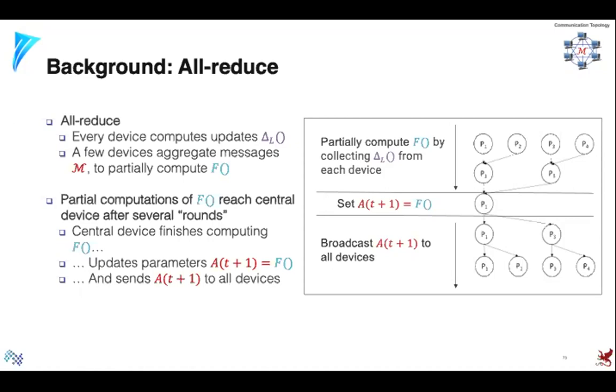So in this example to the right, at round one, which is at the top, device P1 will aggregate delta from P1 and P2, and device P3 aggregates P3 and P4. Then on round two, device P1 will aggregate from P1 and P3 to compute F. Finally, the parameters are broadcast back to all devices just by following the reverse of the aggregation direction.